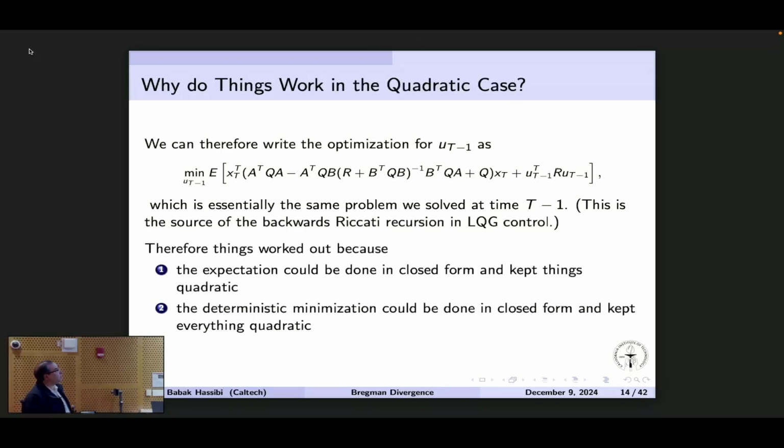Okay, so things worked out because both the expectation and the deterministic minimization kept everything quadratic. We never got into more and more complicated functions where, after a while, we just have to throw our hands up. Everything was self-contained and easy to do recursion. So I would like to mimic this, if possible.